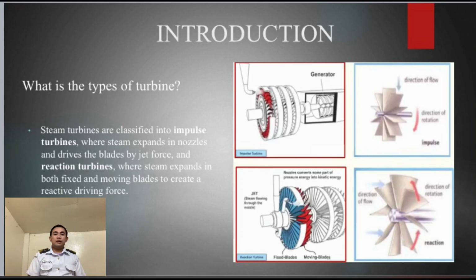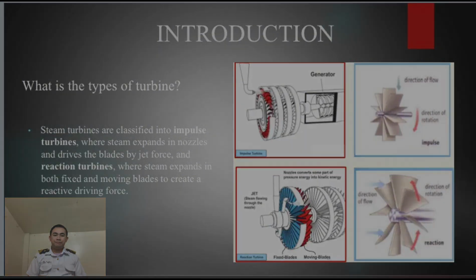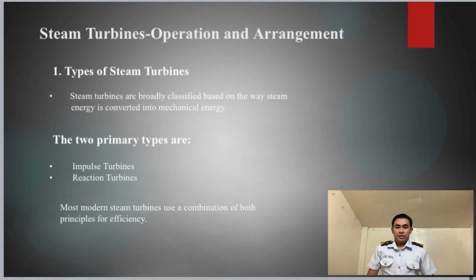Steam turbines are classified into impulse turbines, where steam expands in a nozzle and drives the blades by jet force, and reaction turbines, where steam expands in both fixed and moving blades to create a reactive driving force. So let's proceed to the steam turbine operation and arrangement. First, types of steam turbines.